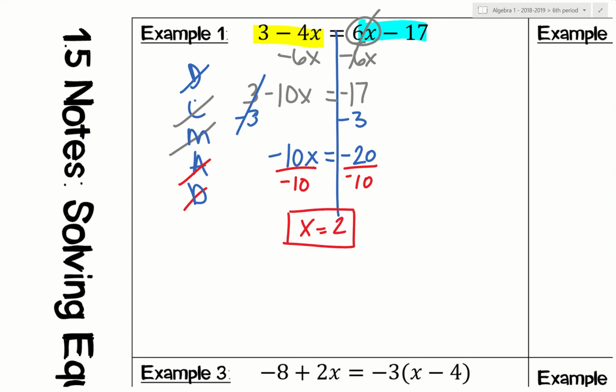Okay, if you moved your variable to the right, did you still get 2 as your answer? Okay, so pay attention to your signs. Make sure you pay attention to your signs. It's probably a sign thing that we did wrong. Okay?